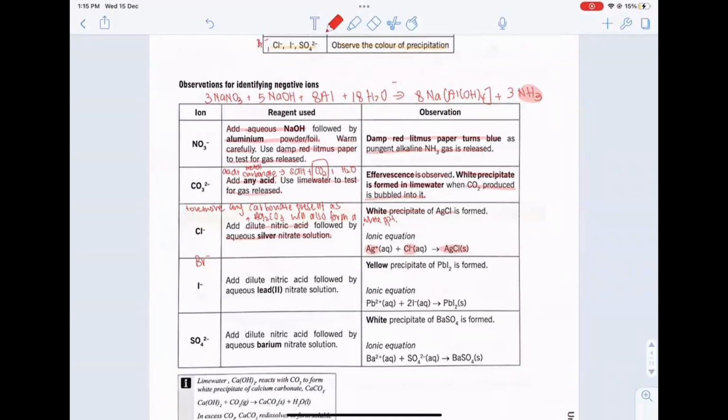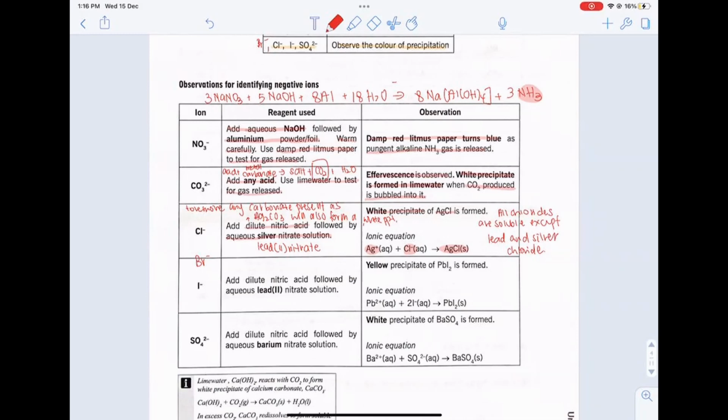So over here, there is another solution that you can use. You can also use lead(II) nitrate solution instead of silver nitrate. Why is this so? If you recall, this is based on your solubility table, because all chlorides are soluble except lead and silver chloride. So therefore, as long as you put in lead(II) nitrate or silver nitrate, it will form lead(II) chloride and silver chloride, which will both be a white precipitate. Understand?